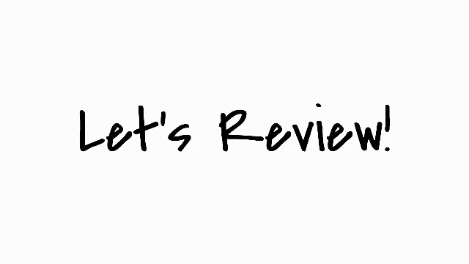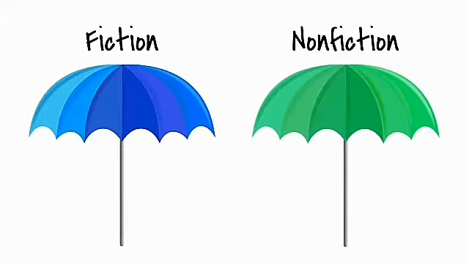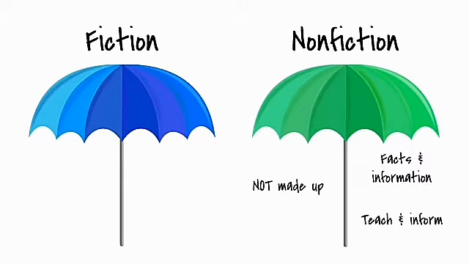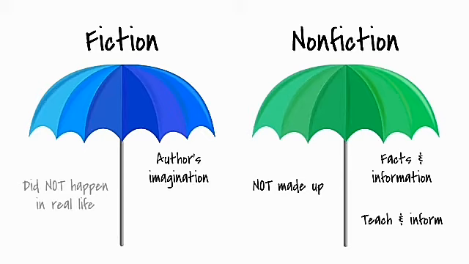Let's review what we've learned about fiction and nonfiction. Nonfiction books are filled with facts and information about a topic. They are completely true and not made up at all. Authors write nonfiction books to teach and inform the reader. Fiction books are made-up stories that come from an author's imagination. The stories did not happen in real life. Authors write fiction books to entertain the reader. Now you know all about fiction and nonfiction.